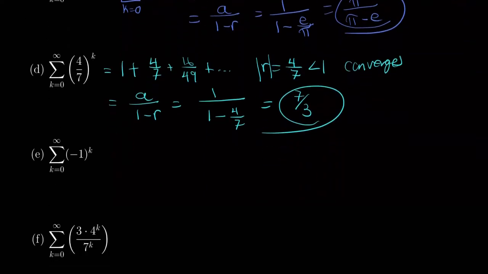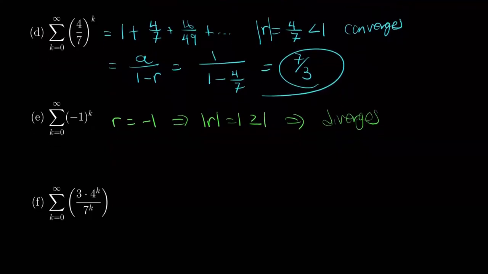All right, for the next one, you can see that it's geometric. You can also see that R is -1. It's the number that's being raised to the power of K, which means that the absolute value of R is 1, which is bigger than or equal to 1, so therefore the series diverges.